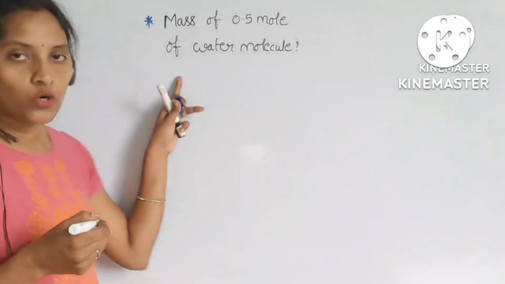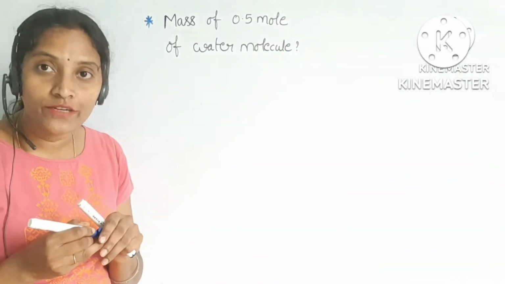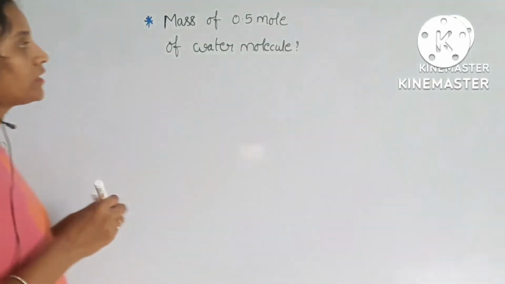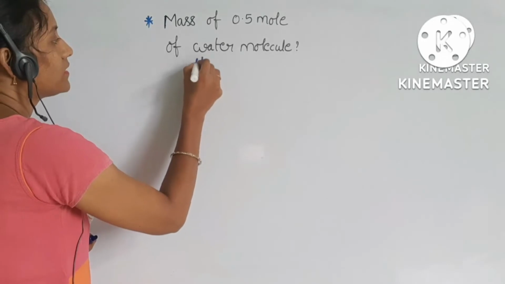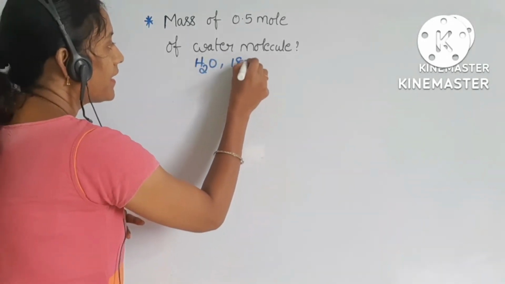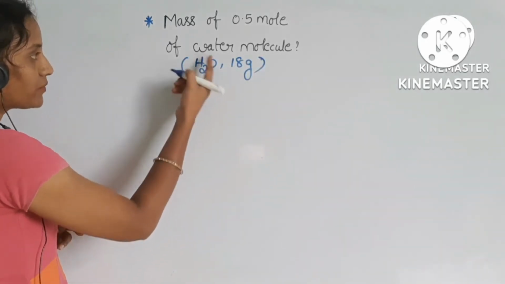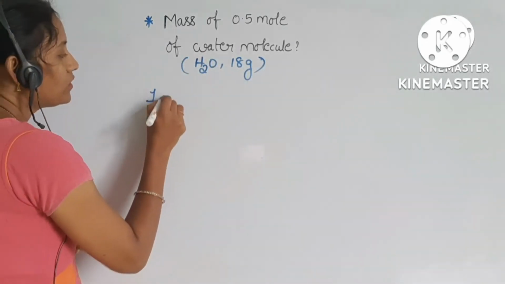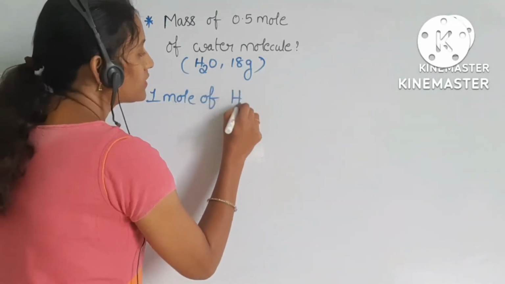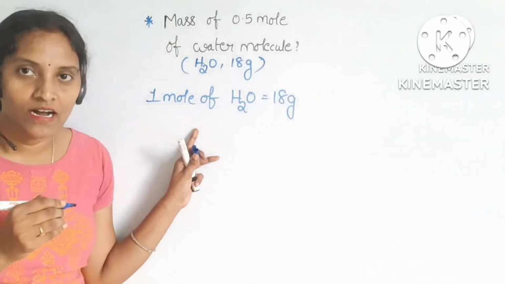See here, the problem is you have to calculate the mass of 0.5 mole of water molecules. What is the molecular formula for water? That is H2O. Its molecular mass is 18 grams. You can note it. Okay. Then you can come to here: 1 mole of water is equal to 18 grams.